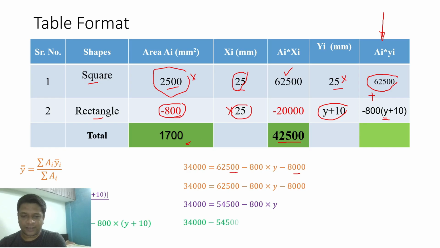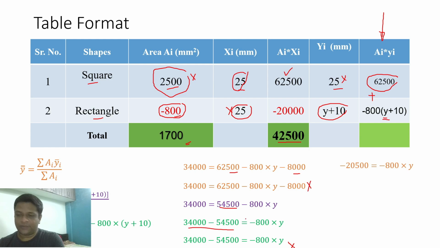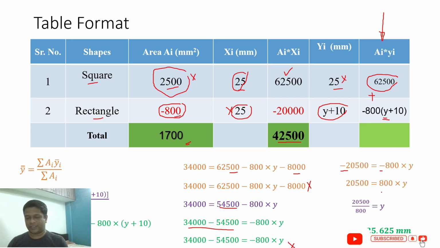Next we'll bring this 54,500 to the left hand side, so 34,000 minus 54,500 is equal to minus 800 into y. The answer of this will be minus 20,500 equal to minus 800 into y. Here we have a minus sign on both sides, we can neglect it, so it becomes 20,500 equal to 800y. So divide this 20,500 by 800 to get the value of y. Here we get the value of y as 25.625 millimeter.